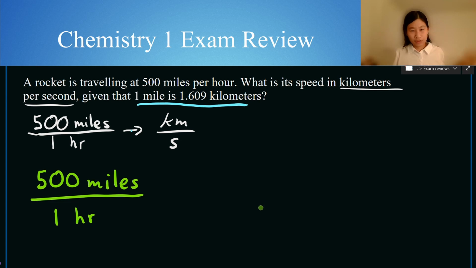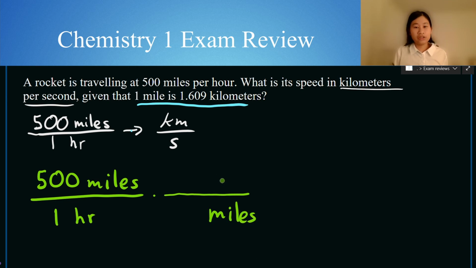You can convert time if you want first. You will get the same answer. All right, but I'm just going to do length first. So I have another fraction, and this fraction here is going to be used to cancel out miles. So I'm going to put miles on the bottom.